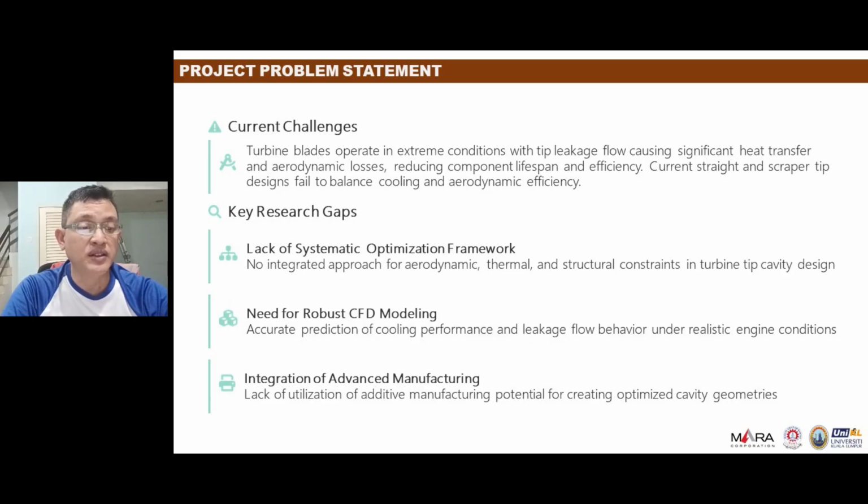There is a critical need for an integrated multidisciplinary optimization framework using advanced simulation and additive manufacturing to develop validated high-performance tip designs. This is essential for creating the next generation of turbine blades with higher efficiency, durability, and lower emissions. The proposed research aims to develop such an integrated approach combining CFD modeling, multi-objective optimization, and additive manufacturing prototyping.